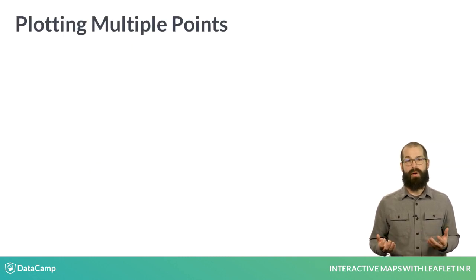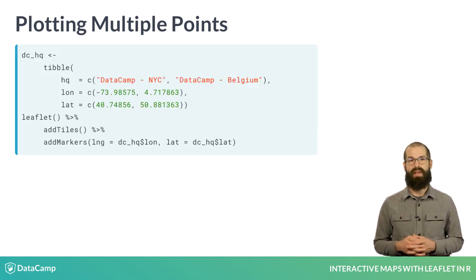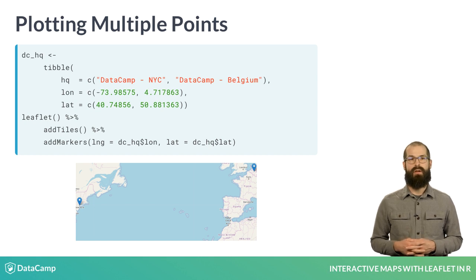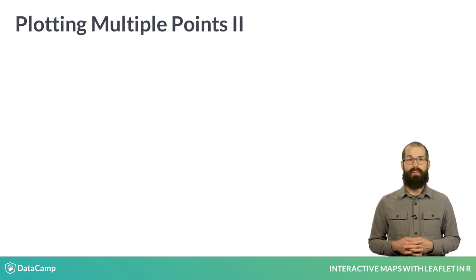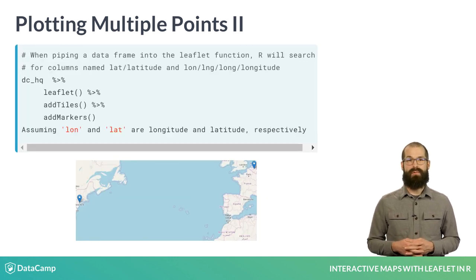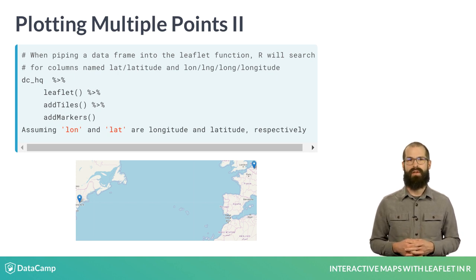If you want to add multiple markers, we can use a data frame or a tibble to pass the coordinates to the addMarkers function. For example, to plot both DataCamp's New York and Belgium offices, we can use a tibble with the coordinates in our addMarkers function call. An alternate approach to mapping points from a data frame is to pipe the data. Then addMarkers will search the column names for names that are most likely your coordinates, and the Leaflet package will send you a message to let you know if a match was found.